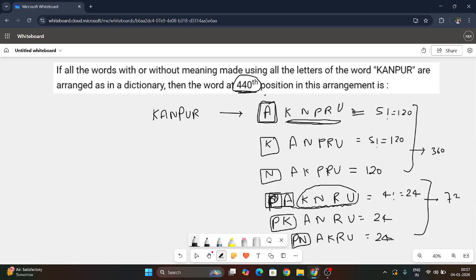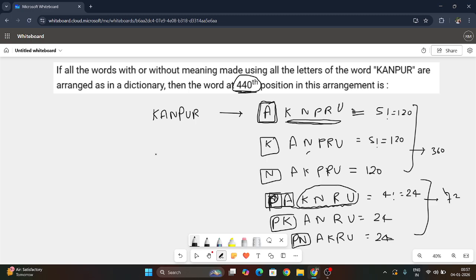Okay, and we want to find which word is at the 14th position, so 360 is there, so we have to add 80 to this. Okay, and for that you have to add 8 here. So what you can do, P and N.